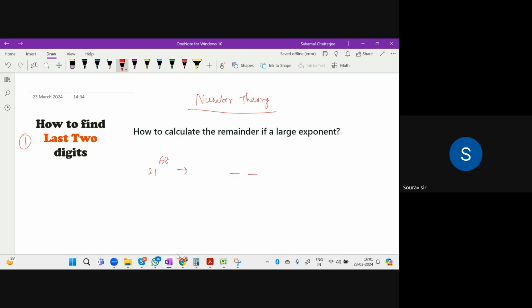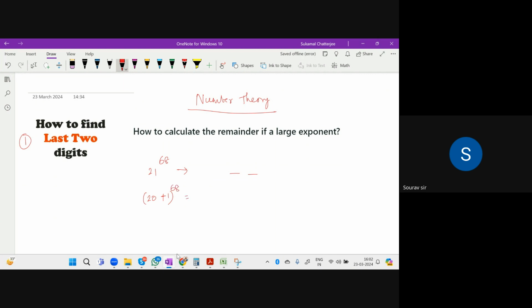Now, how do I address this kind of question? Anyone knows how to do this? What is the logic? Sir, we can break 21 into 20 and 1. Okay, very good. Then we can consider the power of 20 till 2 and just omit the other large portion. So (20 plus 1) to the power 68.